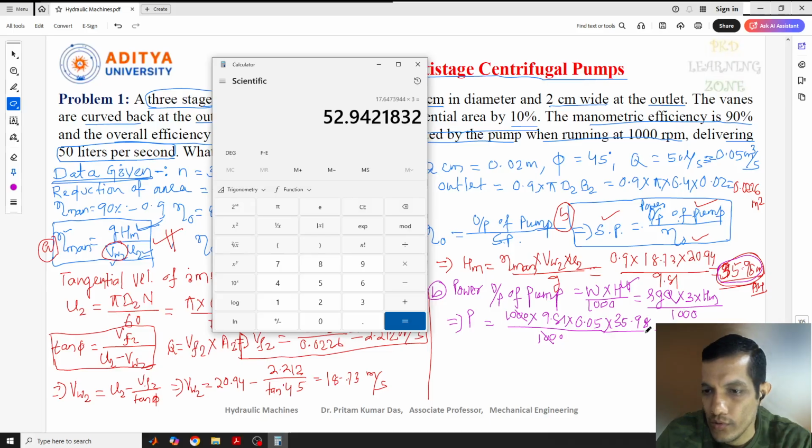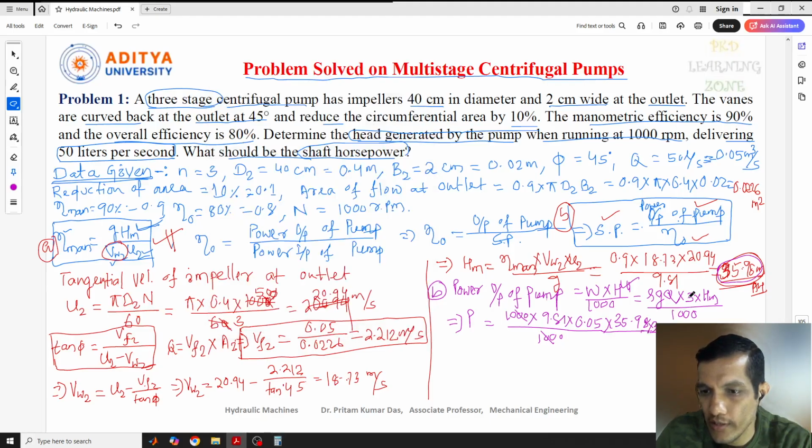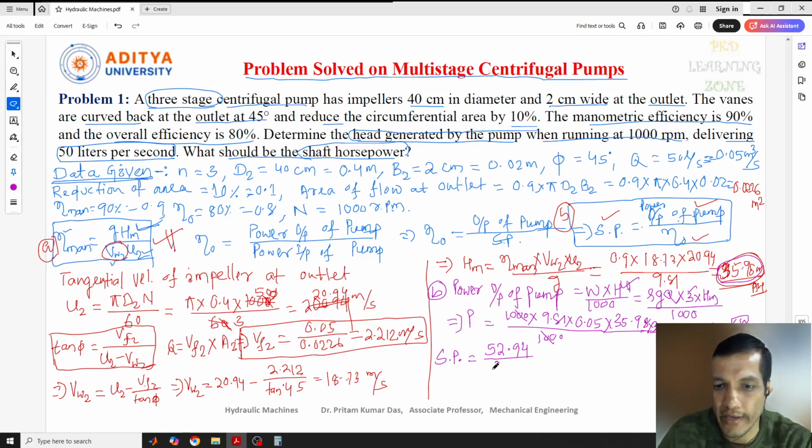So 52.94 kilowatt, this much power at the output condition of the pump. Now what is required? The shaft power. We know that the shaft power is related to the power output of the pump. The power output of the pump is nothing but 52.94, and what is the overall efficiency? That is 80%, so we write 0.8.